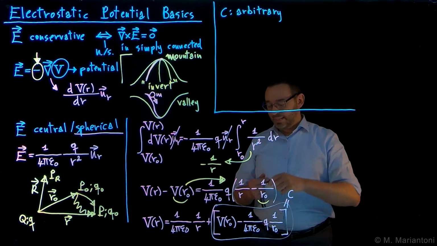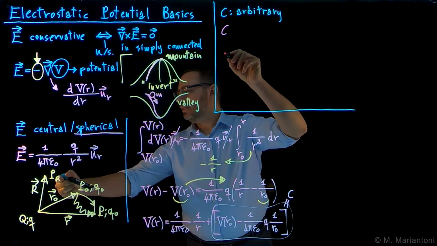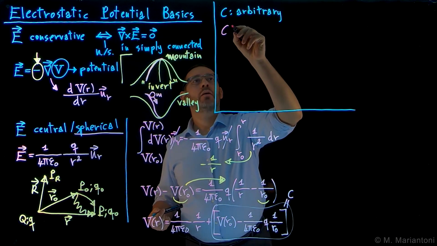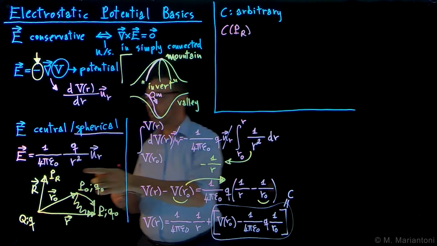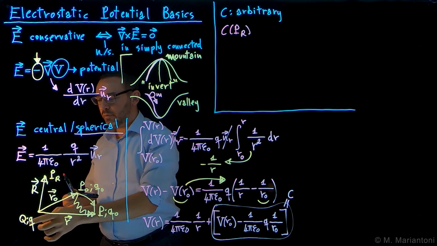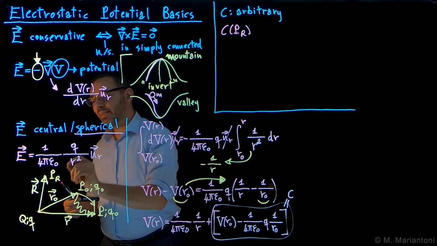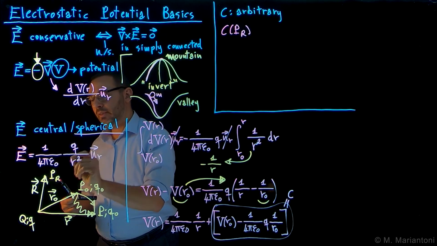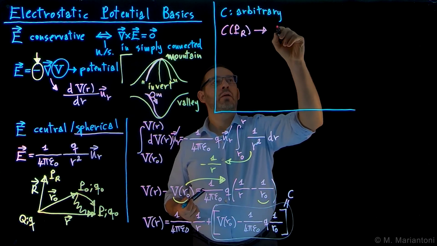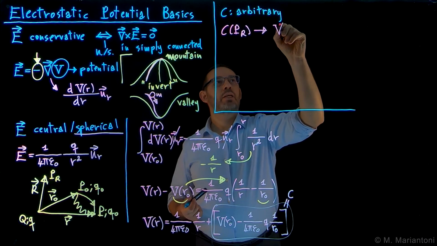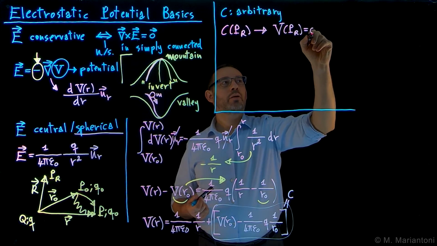So now we want to set C at this point, capital PR. And this point, capital PR, is at a distance capital R from the source charge Q at capital Q. So we want to set the arbitrary constant C at this point such that the electrostatic potential V at that point, capital PR, is equal to 0.